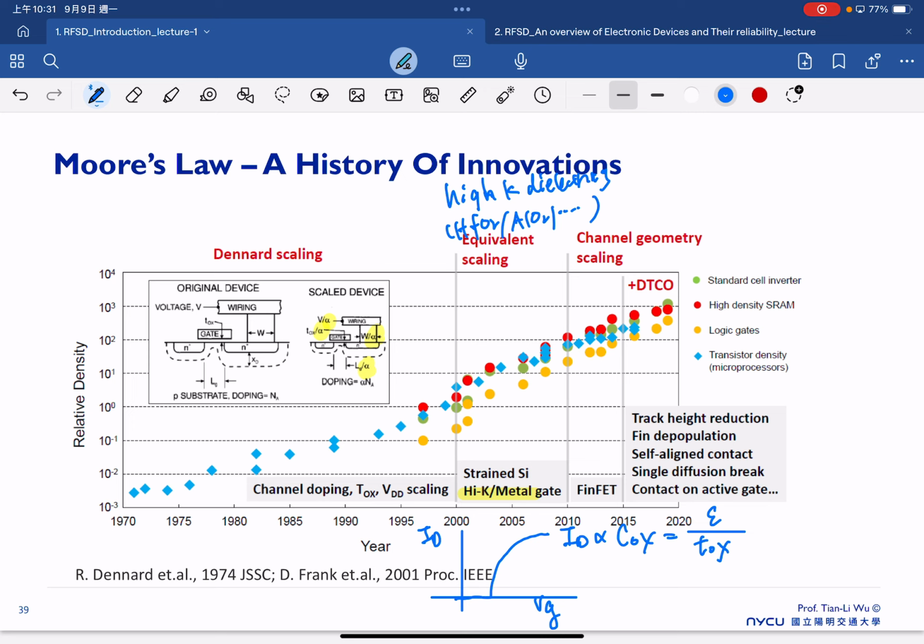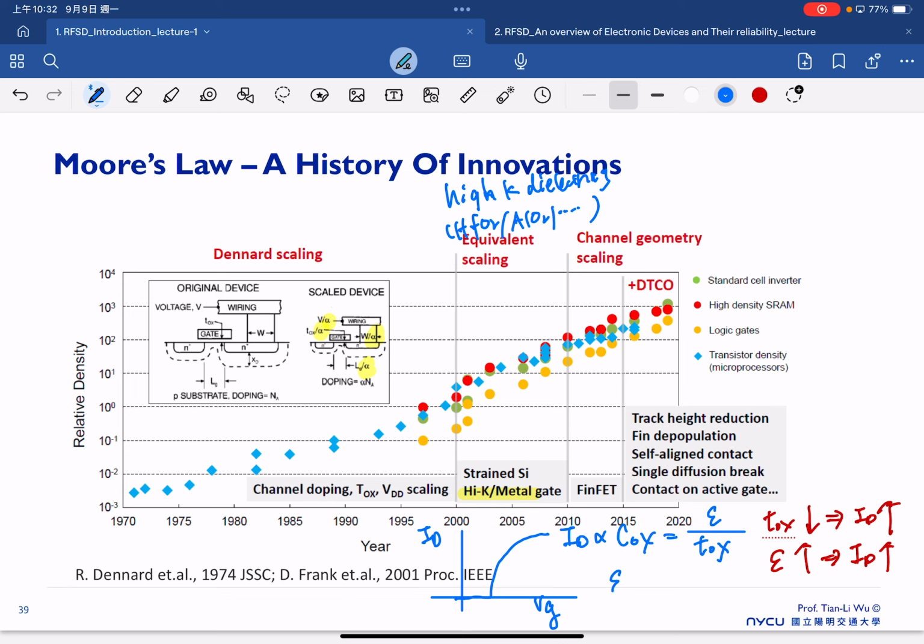So there are two possible ways to improve our current. One possibility is to make our oxide thickness thinner, and for sure your current can be increased. But on the other hand, we cannot always reduce the oxide thickness as much as we can, because we will get more serious reliability issues that we will talk about later. Therefore, another approach is to find a material that has a high dielectric constant. If the dielectric constant is higher, then the current can be increased as well.